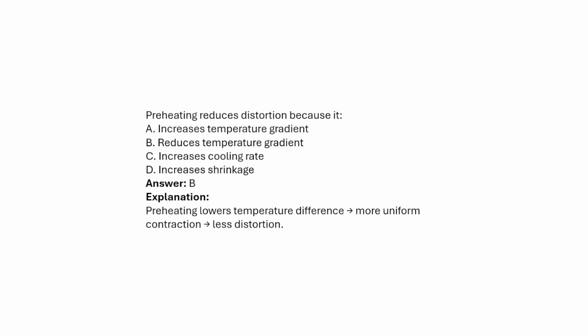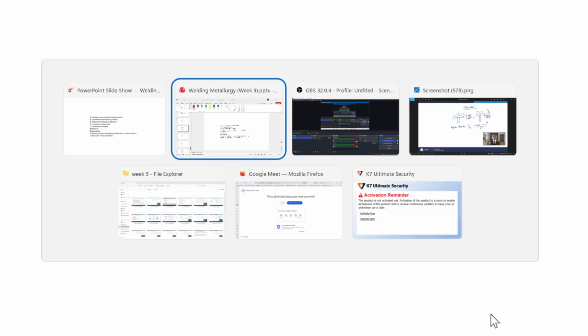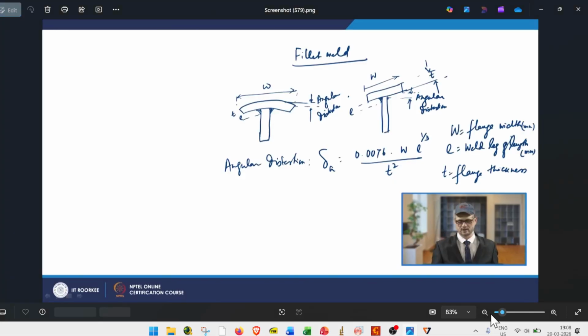The preheating reduces the distortion because of... Now we are coming to the section of how to control these distortions.